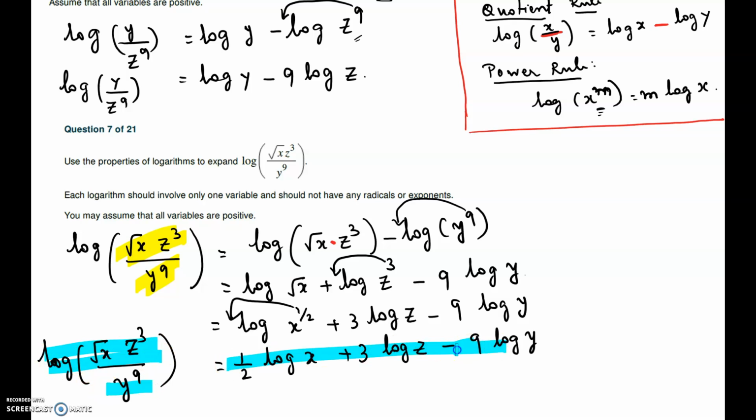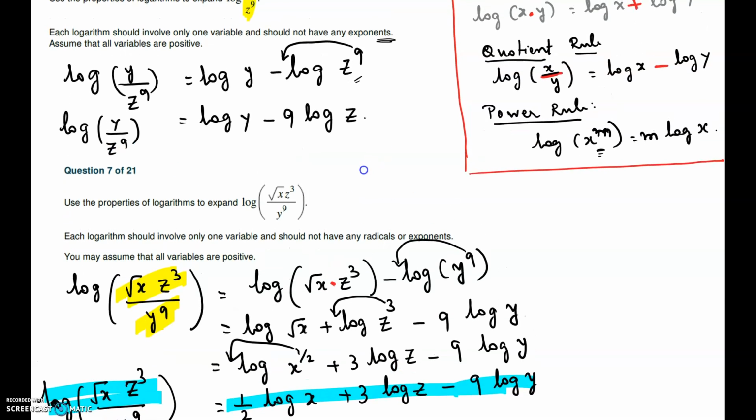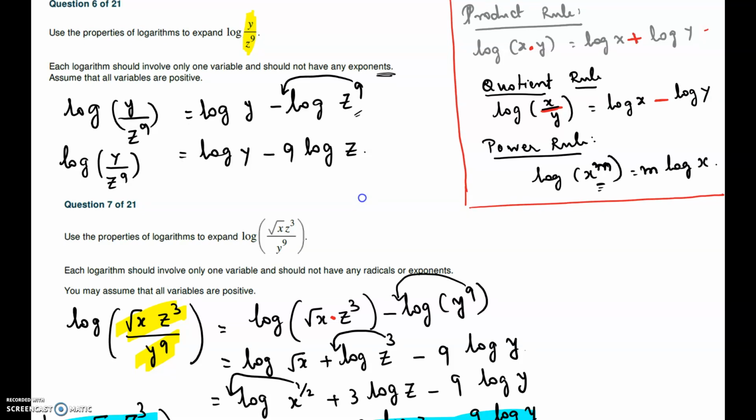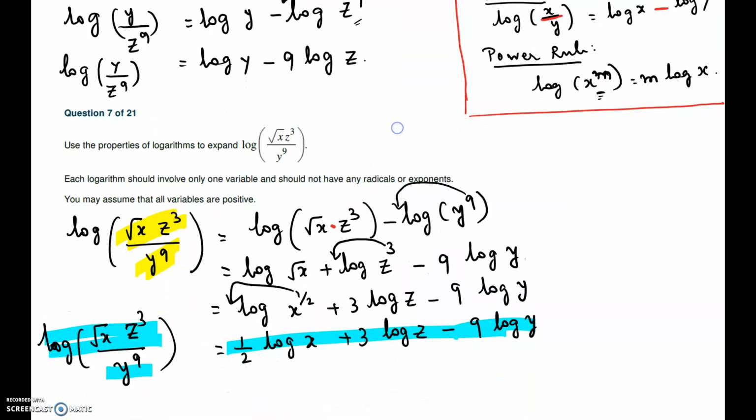So here we are using all the rules, the logarithmic rules, product rule, quotient rule, and the power rule in these problems. Keep in mind that these logarithms, after you expand, should not have exponent in it, and then each logarithm should have only one variable.